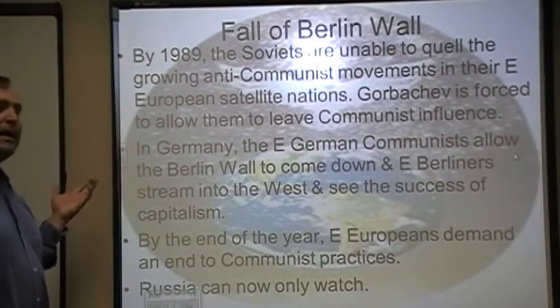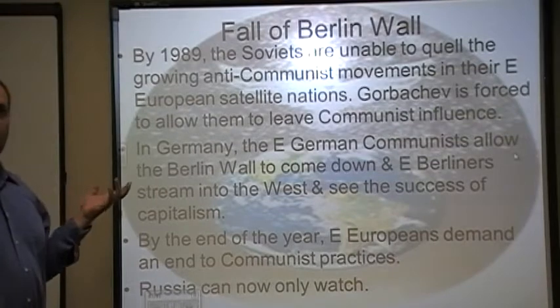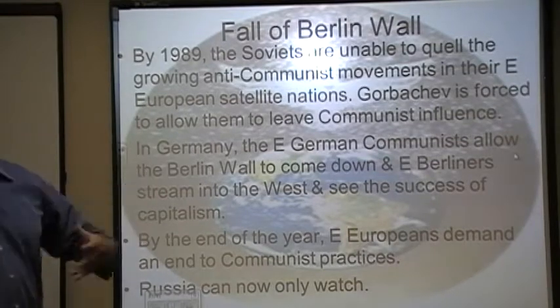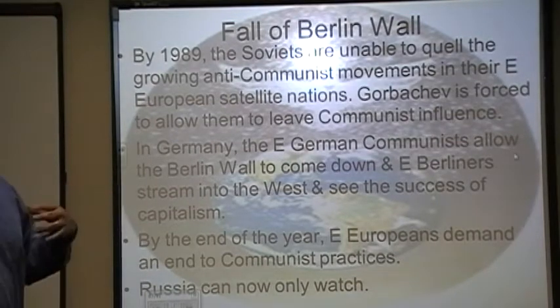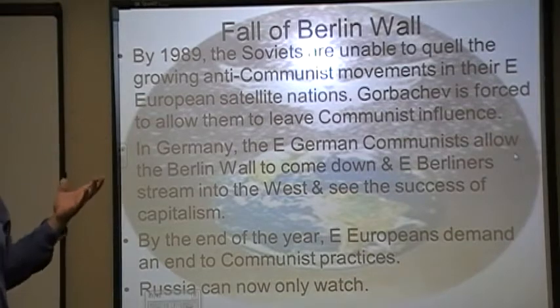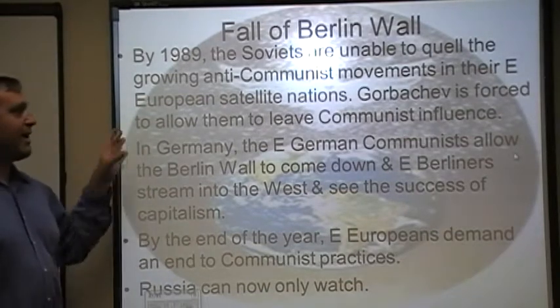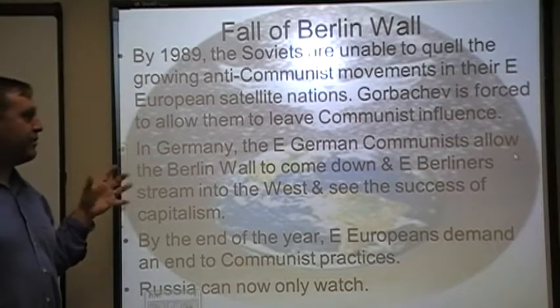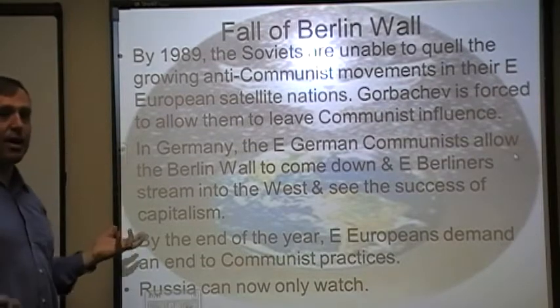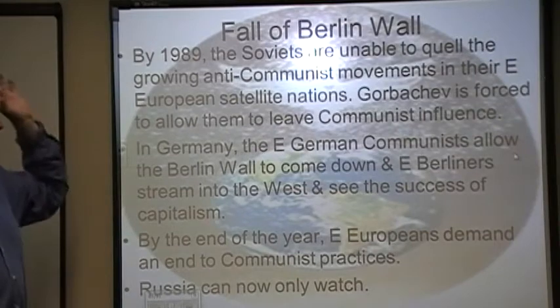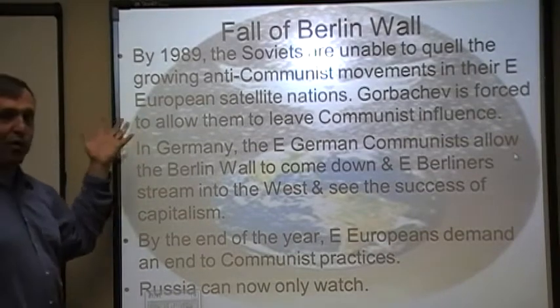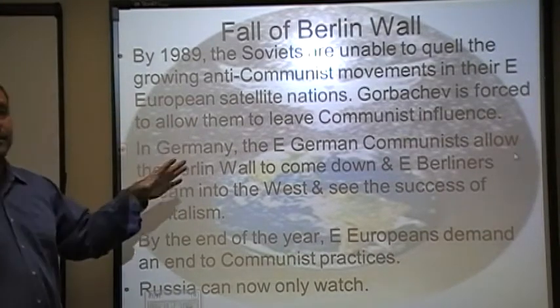So what that means is by 1989, when more anti-communist protests begin to move up, we're going to see that the Soviets are not able to quell these like they had in previous decades, okay? And so these anti-communist movements in these satellite nations are going to start swelling up, and they're going to take on a life of their own. By 1989, Gorbachev is forced to allow them to leave communist influence.